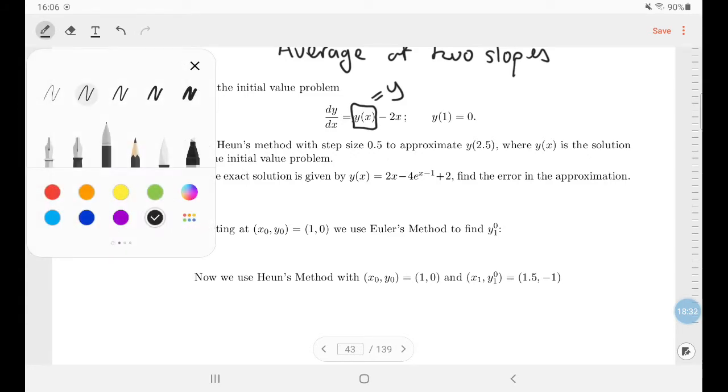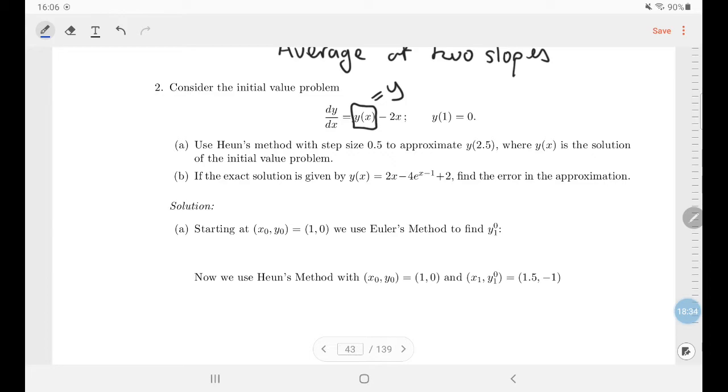So just to give some global understanding, we're currently at x equal to 1, and we're trying to figure out what's going on at 2.5, and we're going in steps of 0.5. So we're going to go to 1.5, then to 2, and then to 2.5. We're going to use Heun's method. First thing you do is you predict, starting at x equal to 1, y equal to 0, what's going to happen at the next point.